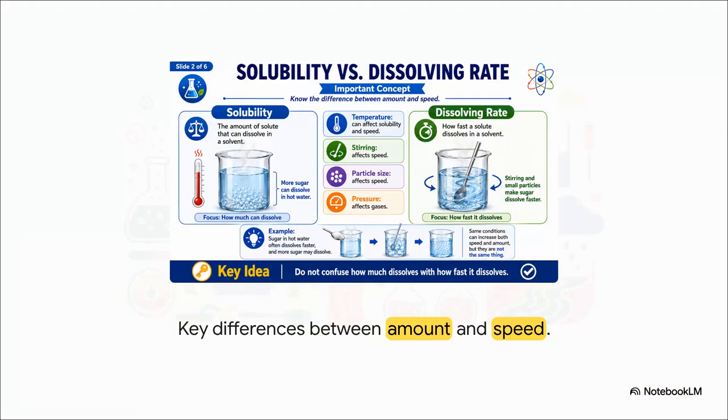Different conditions affect these two things very differently. For instance, increasing the temperature can boost both the speed of dissolving and the total amount that can dissolve. But what about stirring or changing the particle size? Well, those actually only affect the stopwatch. Keeping that distinction in mind is an absolute game changer for mastering these mixtures.